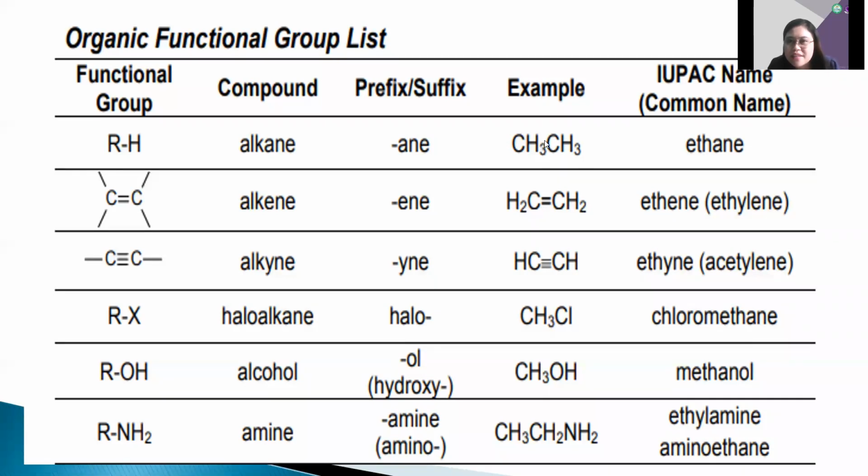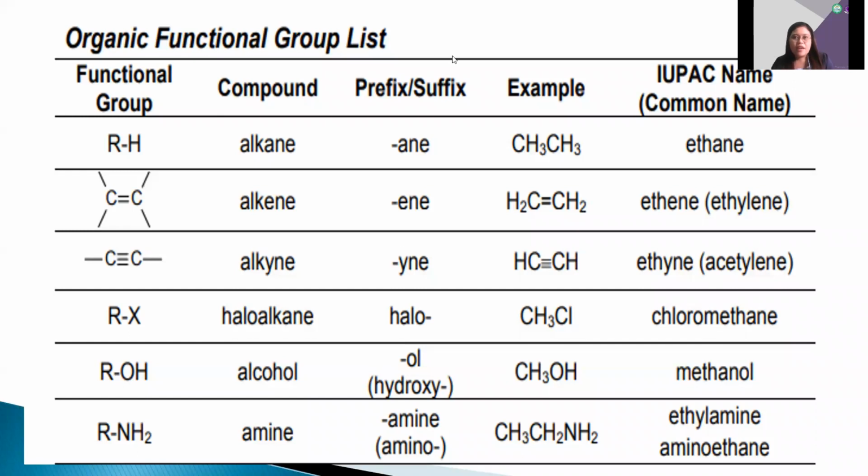When there is no bond shown in the middle, class, it's automatically a single bond. It will have a bond only when it is actually shown, like this one, double bond and triple bond. If nothing is written, it's automatically a single bond. So we have here the alkyne, CH triple bond CH. We call this ethyne for our IUPAC name, but the common name is acetylene.